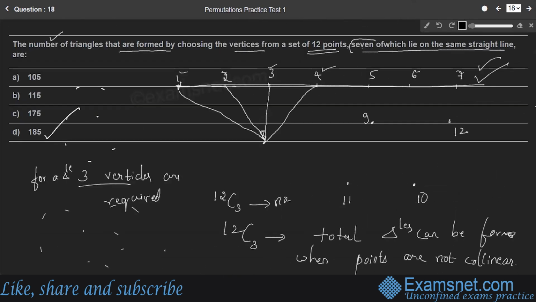You can choose 2 points which lie on the same line and the remaining third point which is not collinear, like 1, 2 and 8, or 4, 5 and 9 you can form. But you should not take 3 points which are collinear, like 3, 4, 5, 2, 3, 4, or 2, 4, 5, like that. Therefore, 185 is the right answer.